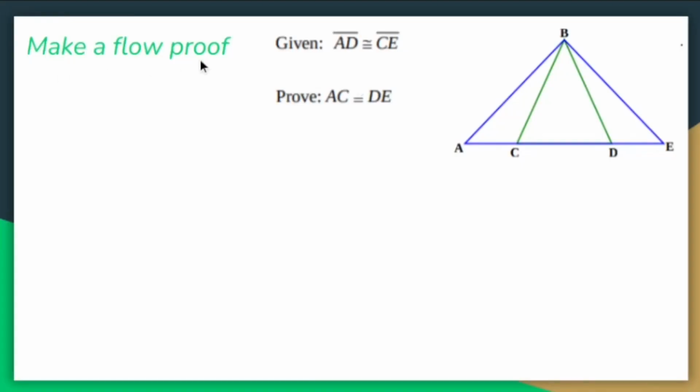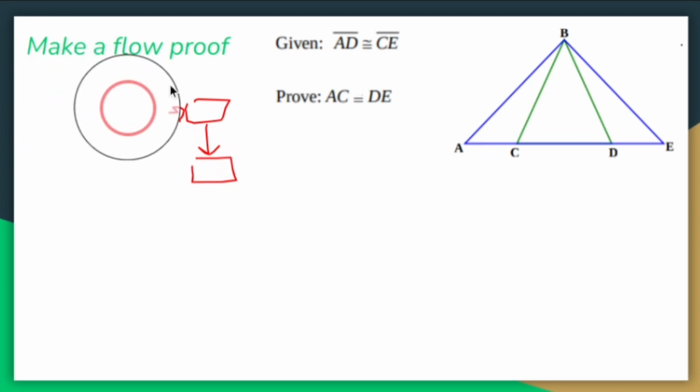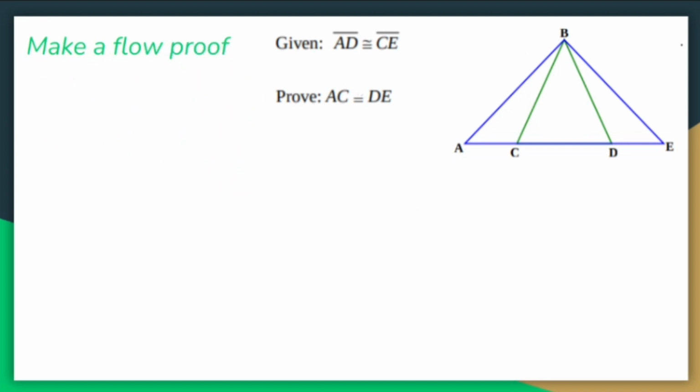Make a flow proof. What's a flow proof? Is it like a flow chart, you ask? Kind of. A flow chart is like, if I do this, then that happens. And if I do that, then this happens, and so on. That's a flow chart. A flow proof is kind of like the same thing, but with statements and reasons instead.